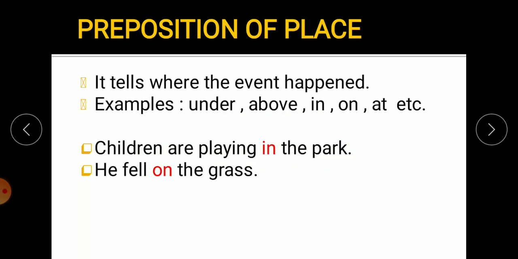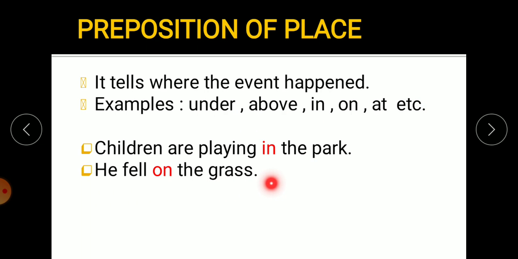Like, children are playing in the park. Now here, in is showing the place. Children are playing. Park. Now, children का connection park से क्या है? They are playing in the park, right? So, in is indicating where the children are playing. So, that's a preposition of place. So, whenever we have to use for place, we will be using these prepositions.